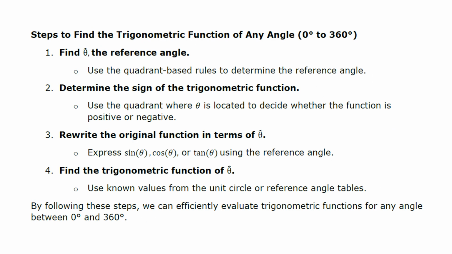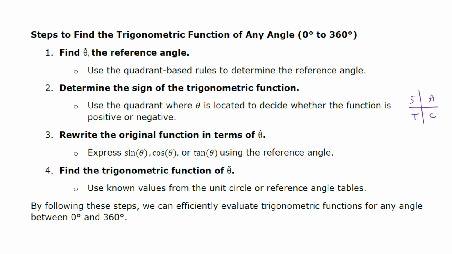So our steps for finding the trigonometric function of any angle, 0 degrees to 360 degrees, start with step number 1. We're first going to find the reference angle, and then we're going to use the quadrant-based rules to determine the reference angle. Step 2 will determine the sign of the trigonometric function. So we'll use the quadrant of where our theta is located to decide whether the function is positive or negative. Remember my nifty acronym, all students take calculus.